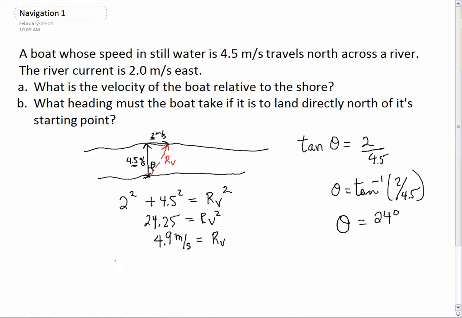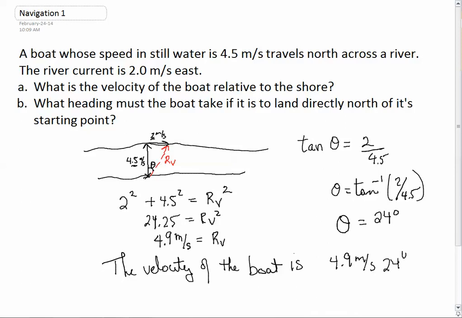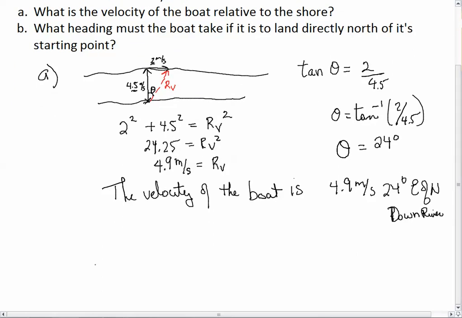And so the velocity of the boat is 4.9 meters per second, 24 degrees east of north, or you might say down river. So that answers question A. Question B is quite a different question.